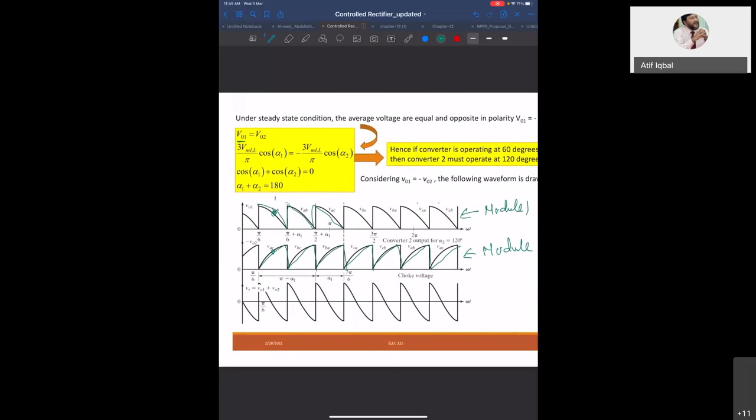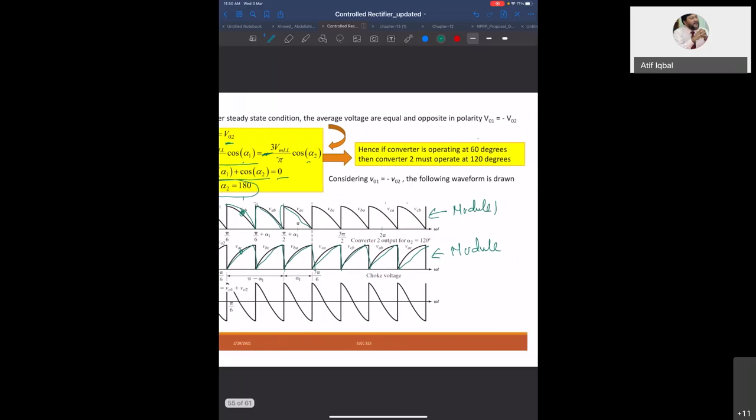the average voltage of one should be equal to the average voltage of the second. So when I put the average voltage 3 Vm by pi cos alpha 1, this should be the negative of this, cos alpha 2, because I connected in the opposite direction. So cos alpha 1 plus cos alpha 2 should be 0. That gives the solution alpha 1 plus alpha 2 equal to 180 degrees. So if one converter is operating at 60, the other converter should operate at 120 degrees. This is always important. Now, you consider that V naught 1 is minus of V naught 2.